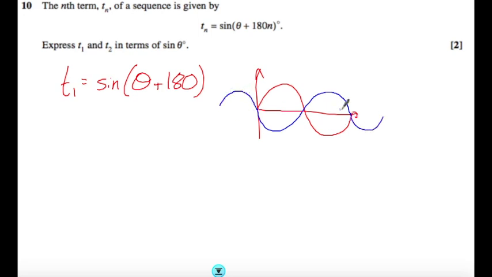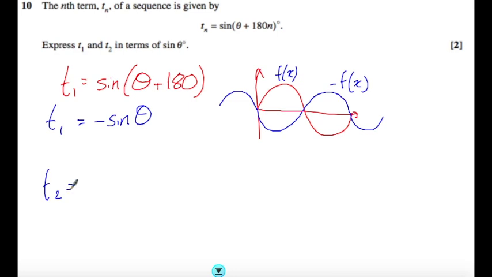So remember, it goes on forever, it's kind of shifted it along. So another way we could think of that is it's a reflection in the x-axis, which if we think of this as f of x, this would be minus f of x. So sine theta plus 180 is the same as minus sine theta.